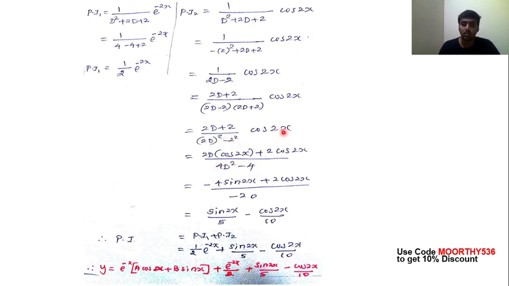Then what we are doing in this step, we have to replace the D square by minus of 2 square. Then again multiply the cos 2x inside. So 2D into cos 2x plus 2 into cos 2x. Now when you are replacing the D square by minus of 2 square, minus of 2 square is equal to minus 4. So minus 4 into 4 is minus 16. Minus 16 minus 4 is equal to minus 20. So this is the procedure here.